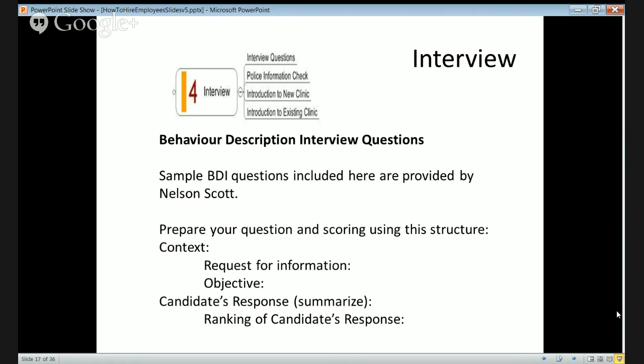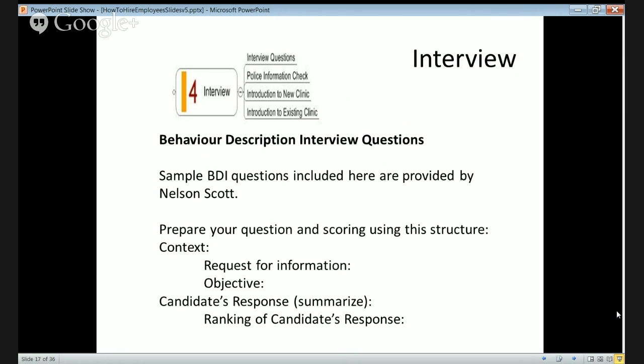And make sure that you have a place to record what the candidate's response is. First of all, you want to record what the response is, and then after the interview, or perhaps even after a couple of interviews, you're going to do the ranking of those candidates. So in preparing for the interview, you need to make sure that you've got that in the interview questions.